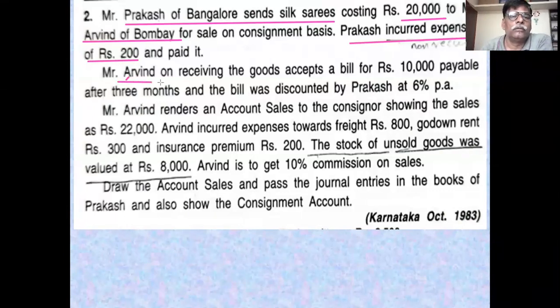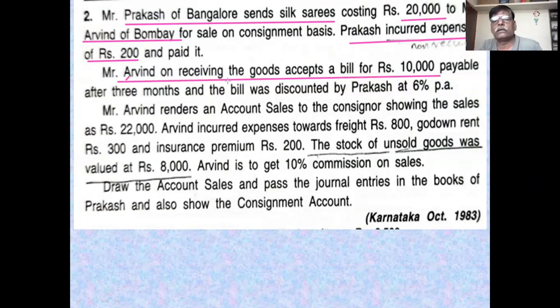Mr. Arvind received the goods and accepted a bill for rupees 10,000. Okay, a 10,000 rupee bill is accepted. So this is called advance. And this item comes on the consignee account credit side, by bills receivable.